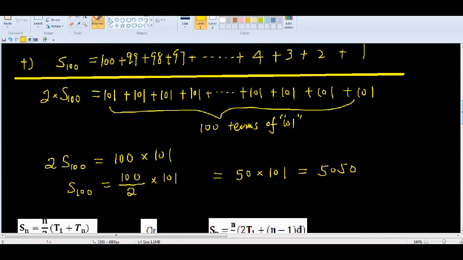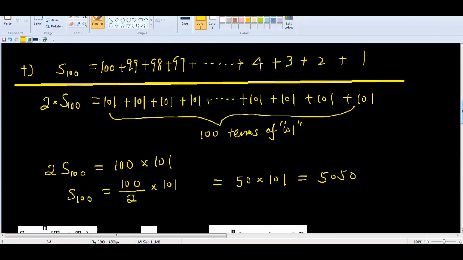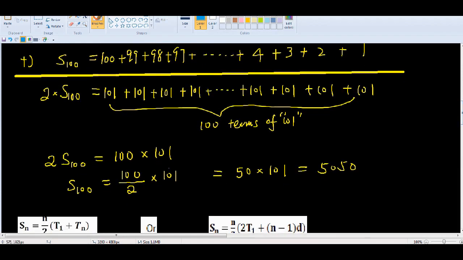So from this we actually could see something, right? What's the meaning of this 100 here? This means the number of terms. Just like S100, that's 100 terms, so 100 means the number of terms.